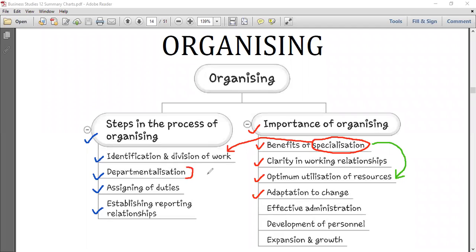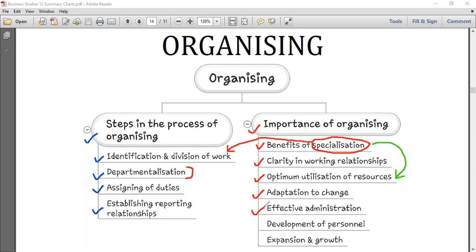तो जहां पे डिपार्टमेंटलाइजेशन होता है वहां पे चेंजेस को अडॉप्ट करना और अपनी ऑर्गेनाइजेशन को उसके लिए अडेप्टेबल बना लेना, चेंजेस के अकॉर्डिंगली अडेप्टेबल बना लेना, ये इजी हो जाता है. So that comes to be the fourth importance of organizing, that organizing function helps in adaptation to change due to departmentalization. Then comes effective administration.